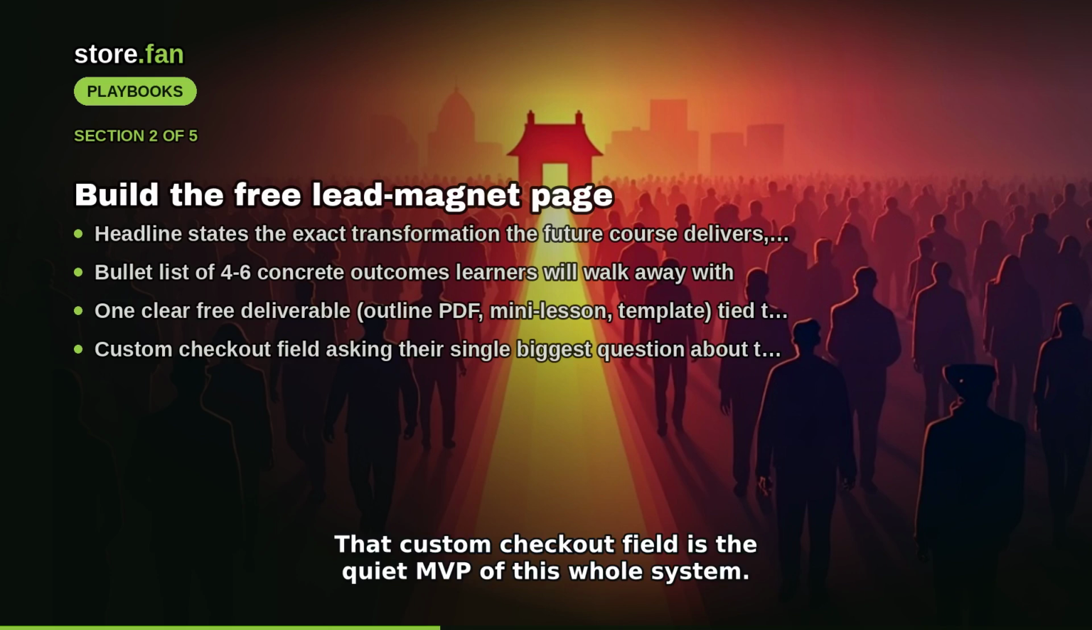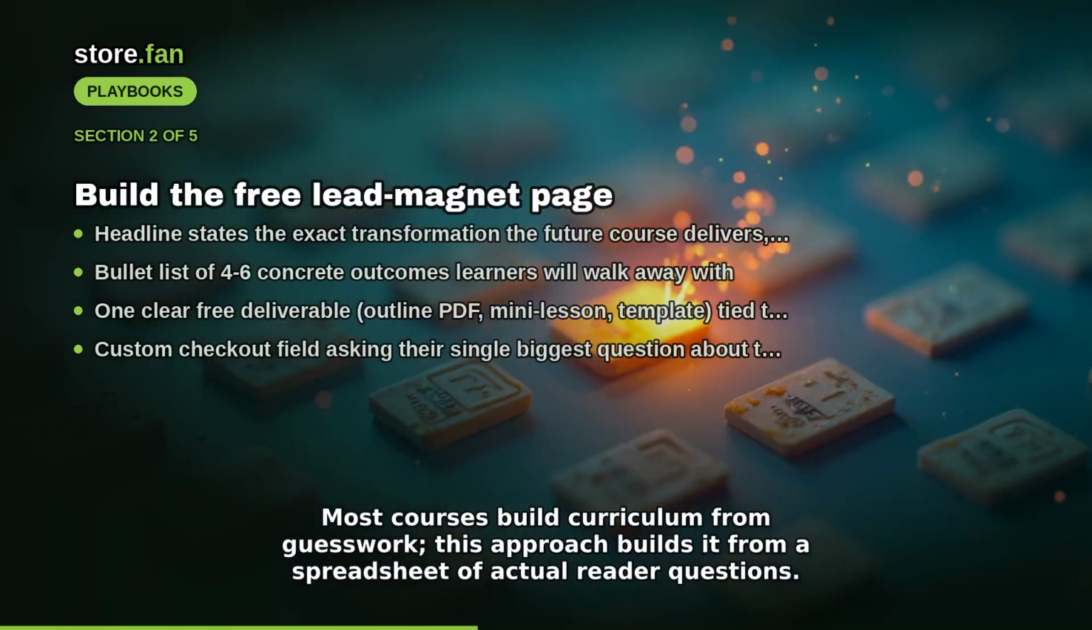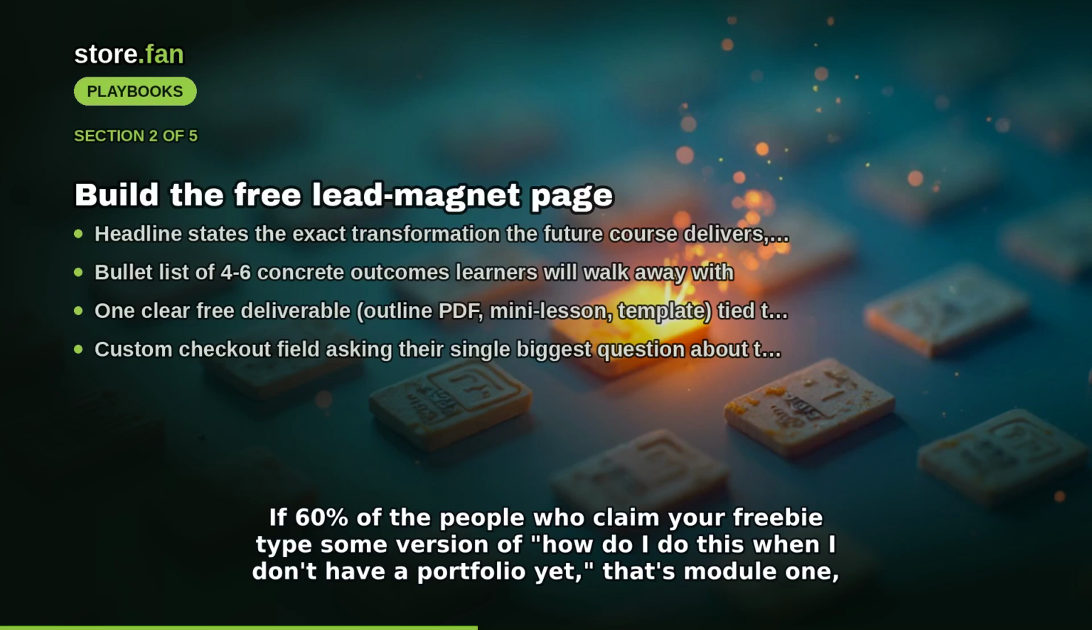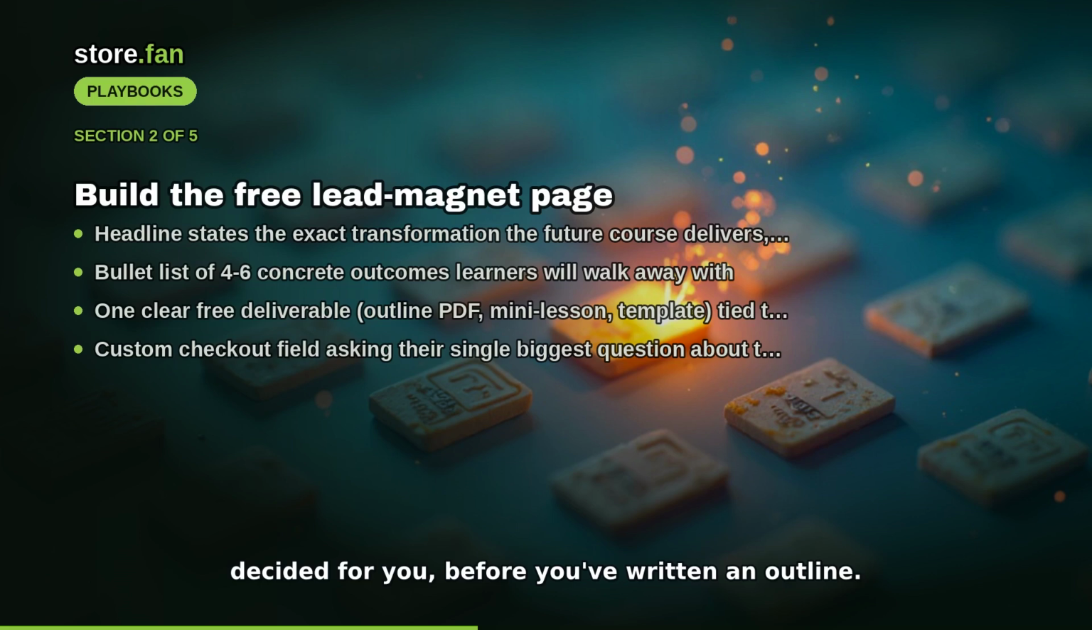That custom checkout field is the quiet MVP of this whole system. Most courses build curriculum from guesswork. This approach builds it from a spreadsheet of actual reader questions. If 60% of the people who claim your freebie type some version of, "How do I do this when I don't have a portfolio yet?" That's module 1, decided for you before you've written an outline.